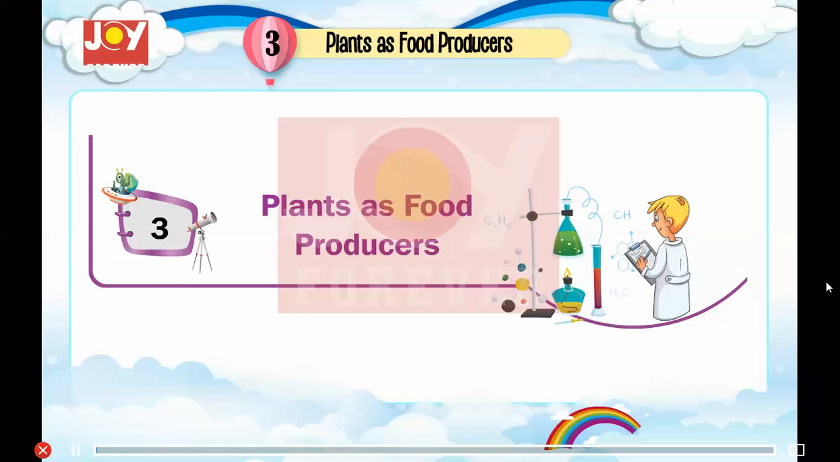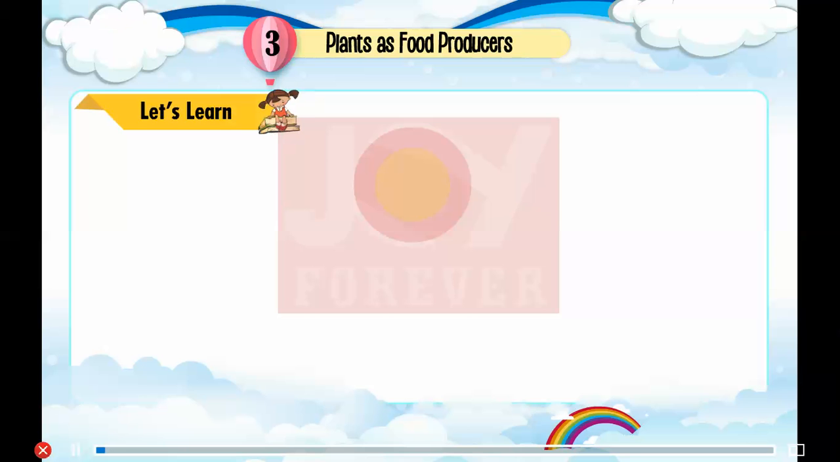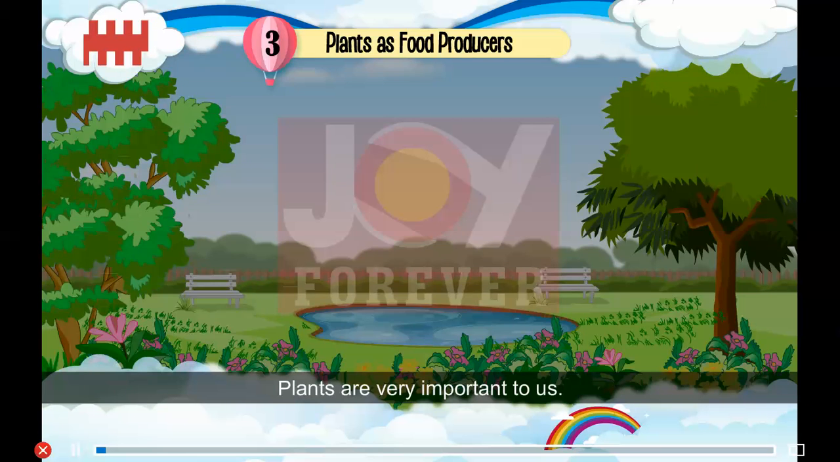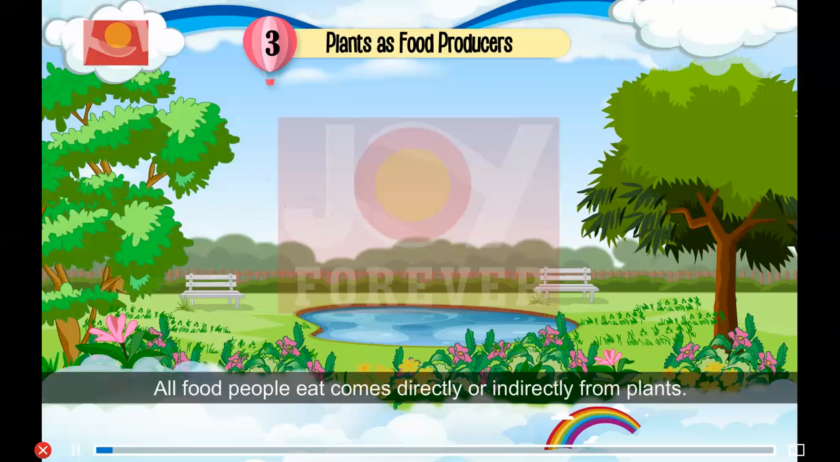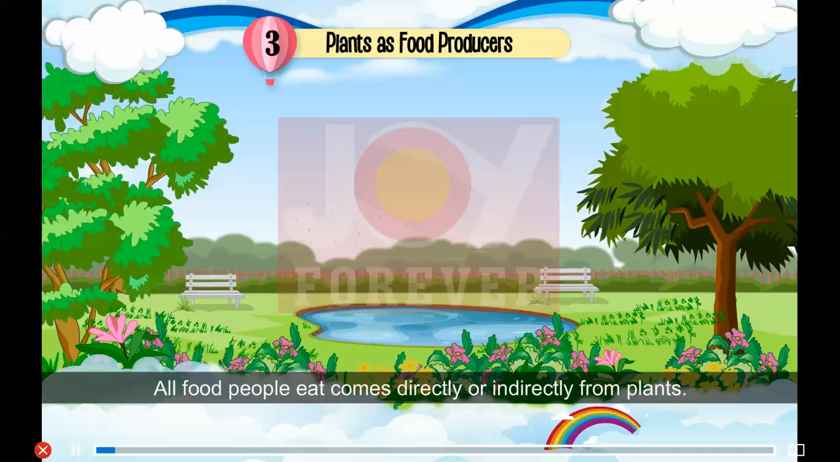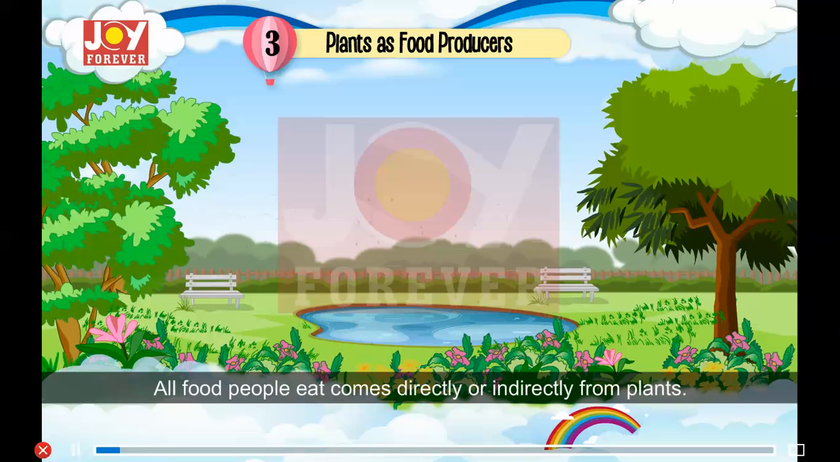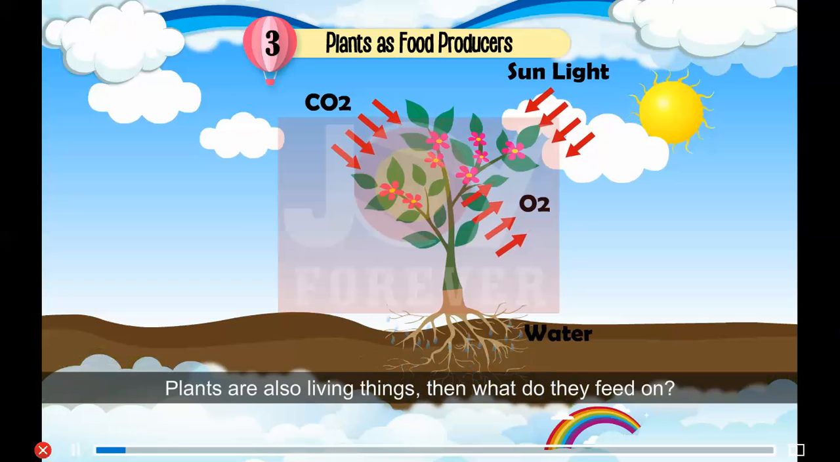Chapter 3: Plants as Food Producers. Let's learn. Plants are very important to us. All food people eat comes directly or indirectly from plants. Plants are also living things. Then what do they feed on?